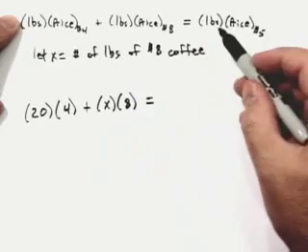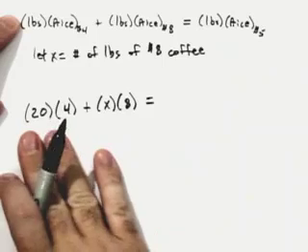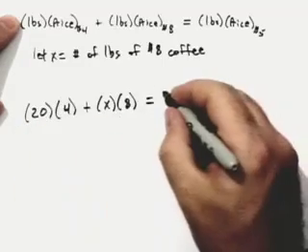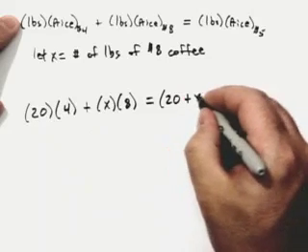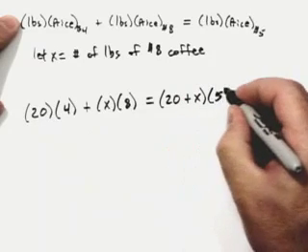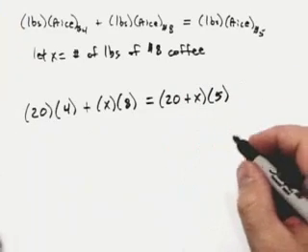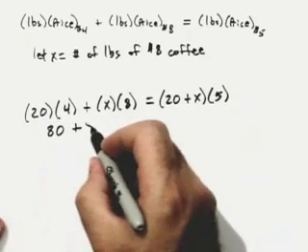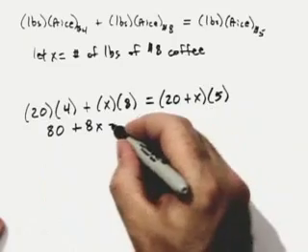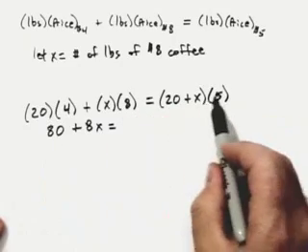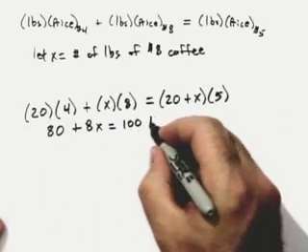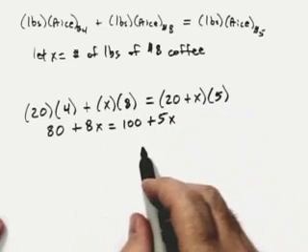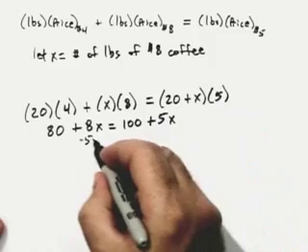Now for the mixture, the total pounds will be the pounds from the $4 coffee plus the pounds from the $8 coffee. So we have 20 plus x as the total pounds. And the price of the mixture was $5 per pound. So now we can solve this equation for x. So we'll have 80 plus 8x is equal to, and on the right side we'll distribute, so we'll have 100 plus 5x. I'm going to group the variable terms on one side and the constants on the other. So we'll go ahead and subtract 5x from both sides.